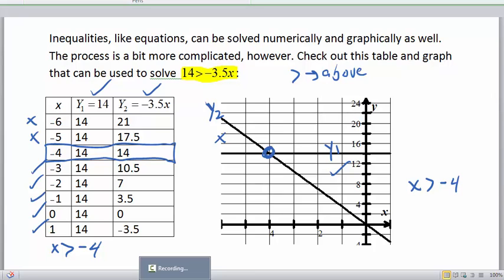So that's something to remember when you're solving graphically. Greater than means above, and less than would mean below. So if it's greater than, you're looking for it to be above. If it's less than, you're looking for it to be below. Okay?